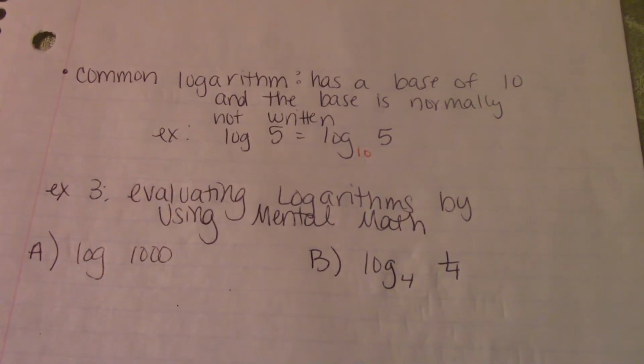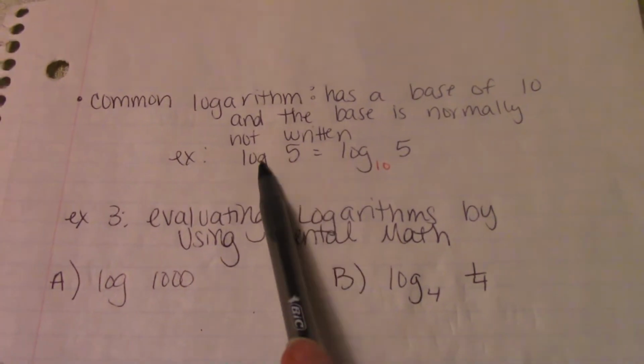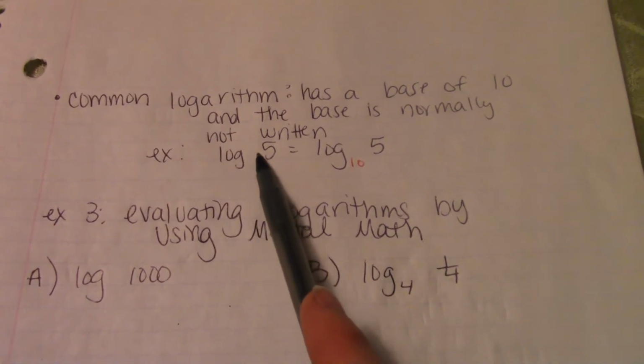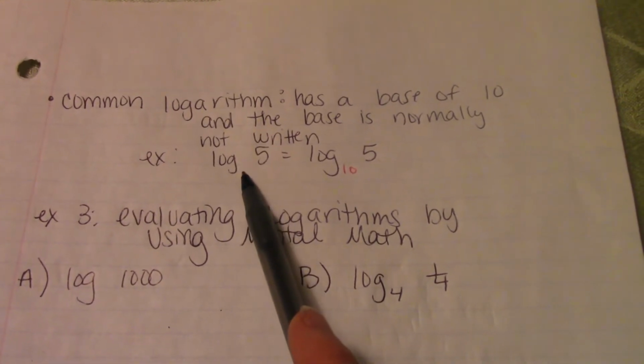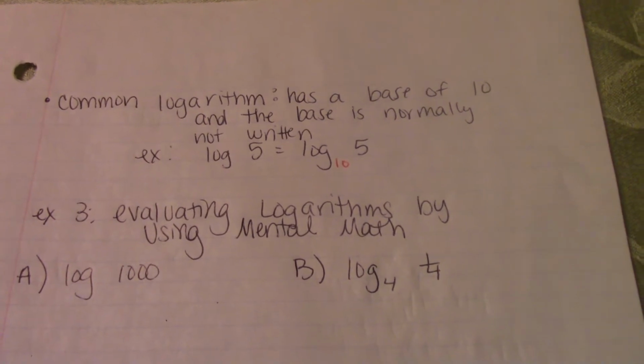Common logarithm has a base of 10 and the base is normally not written. It'll look like this, log of 5. So it's log base 10 of 5. That 10 is just invisible right there. So example 3, evaluating logarithms by using mental math.